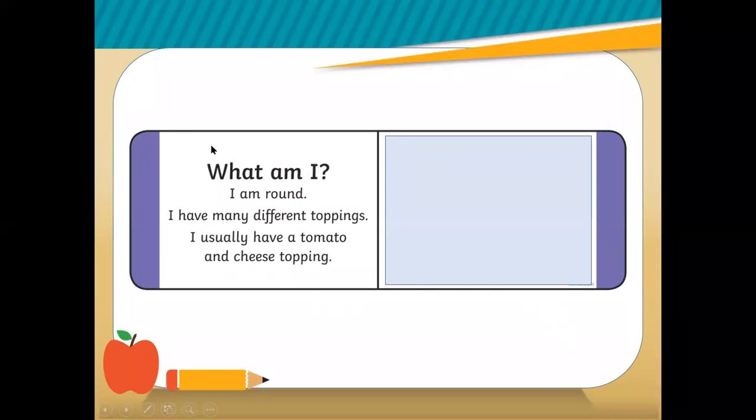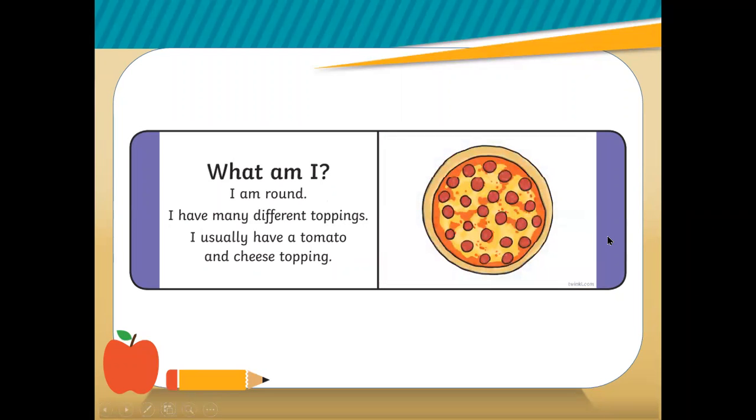What am I, guys? I am round. I have many different toppings, and I usually have a tomato and cheese topping. What am I? Toppings are ingredients. Son ingredientes, toppings. Pizza? No. Very good guess, Tania, actually. It's correct, right? It's round. It has many different toppings, and it usually has tomato sauce and cheese topping.